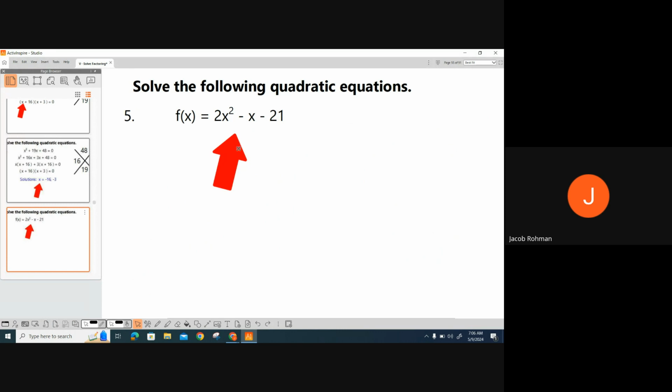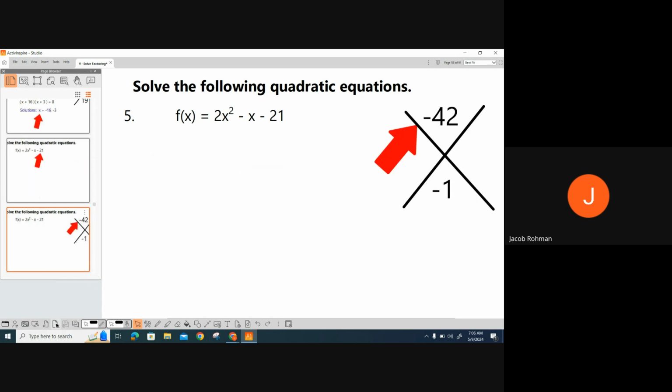Example 5, here we already have the equation equal to 0. We can plug in 0 here for f of x, but this trinomial we need to get into factored form. And so again, we're going to start with x marks the spot. We're going to take 2 times negative 21, because that's a times c, which is going to be negative 42. And then b is negative 1 on the bottom. The two factors that multiply to negative 42 and add to give me negative 1 are going to be negative 7 and positive 6.